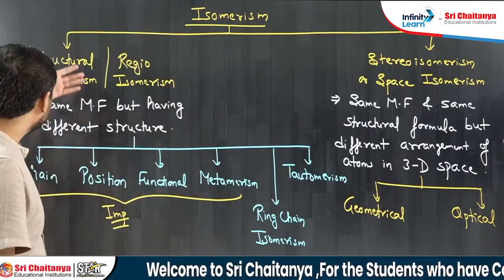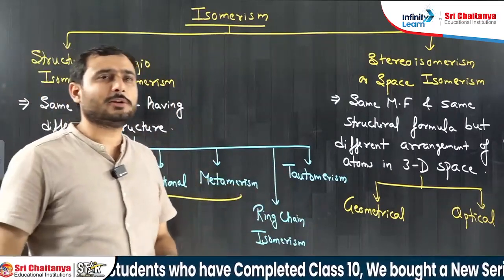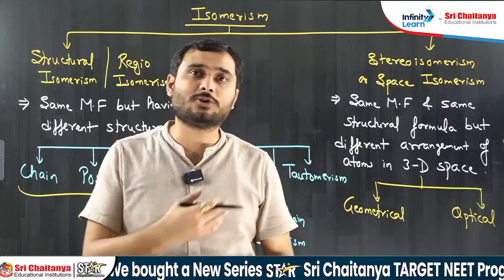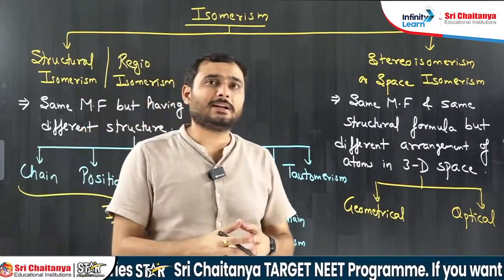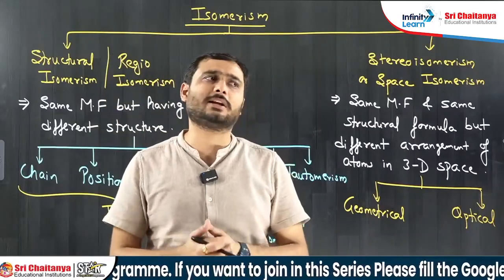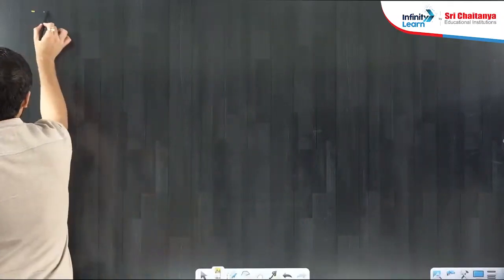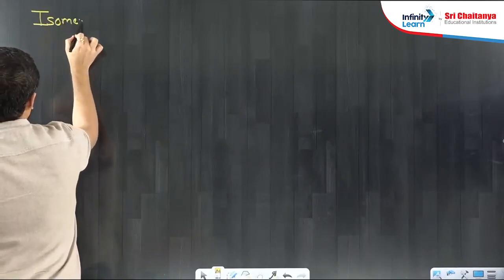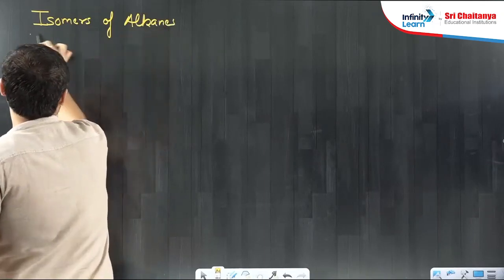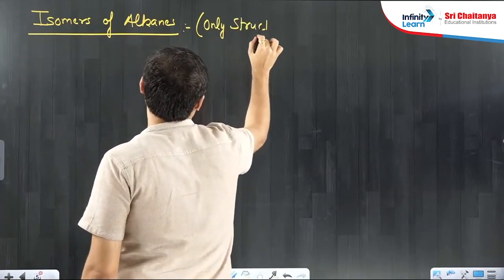So before starting structural isomerism, chain, position, functional, metamerism, first it is important to remember how many isomers of alkanes are possible and how many isomers of alkyl groups are possible. If we remember the number of isomers of alkane and alkyl group, it is very easy to solve the total number of structural isomers. So let us first start with isomers of alkanes. Only structural isomers we will discuss, meaning having different structure.